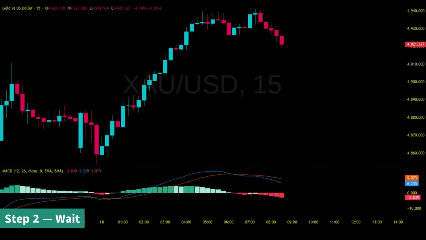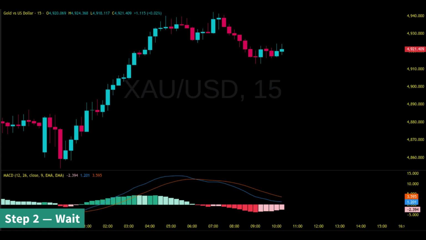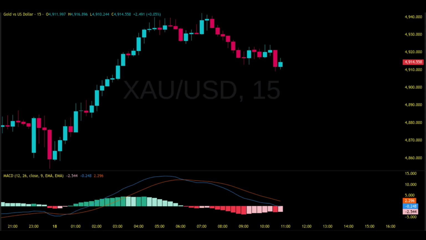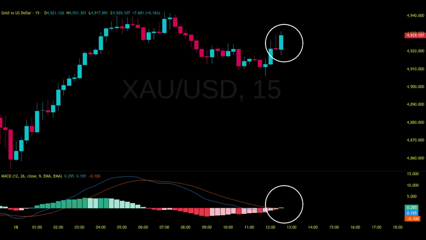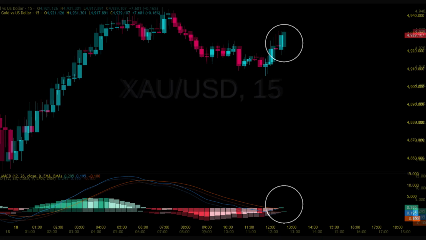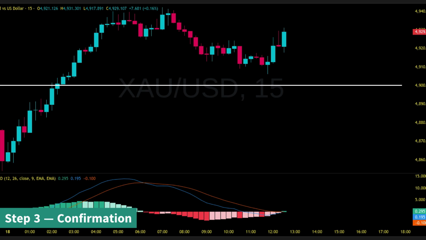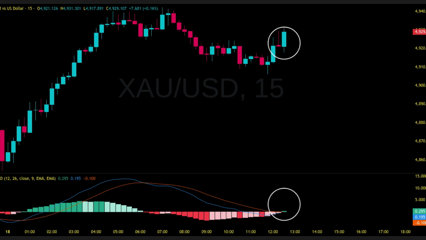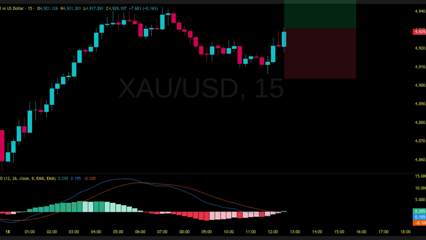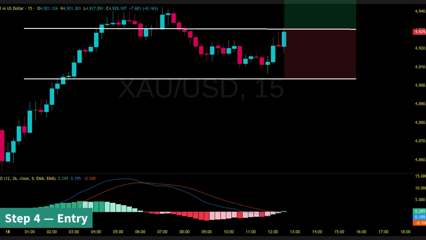Step 2, wait. Now we wait. We don't chase the price. Price comes back. Now we need confirmation before the entry. Step 3, confirmation. This is the time we look at MACD. This time, it aligns with the market direction. Step 4, entry. This is where we enter, not at a random crossover.